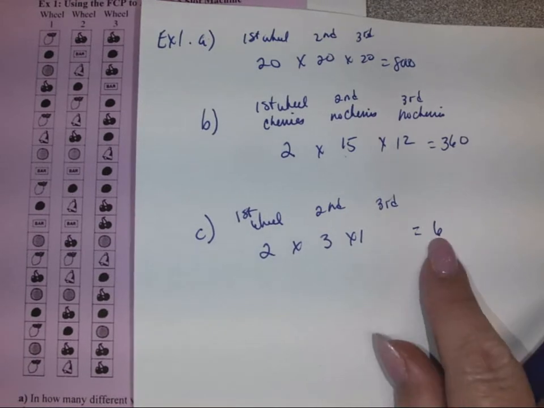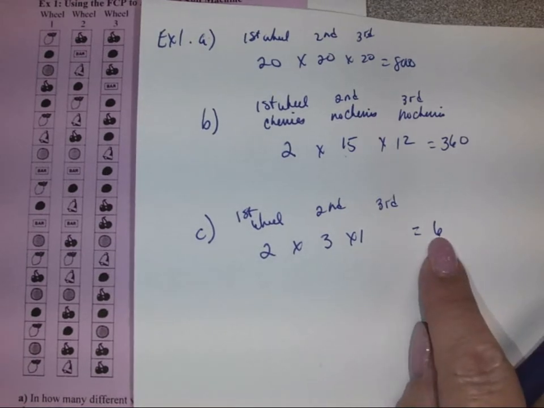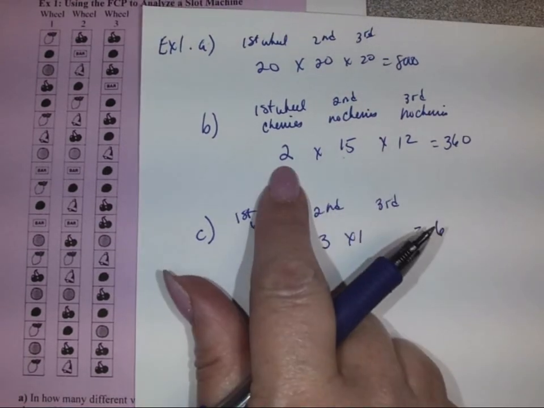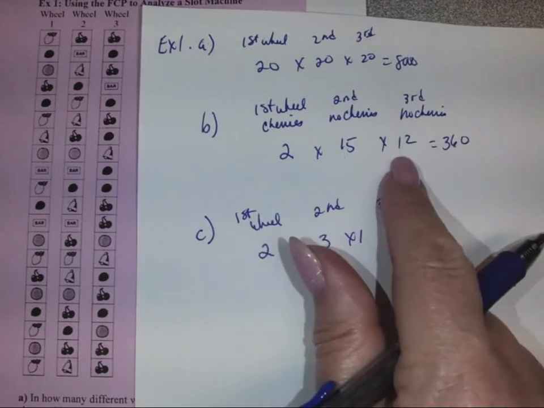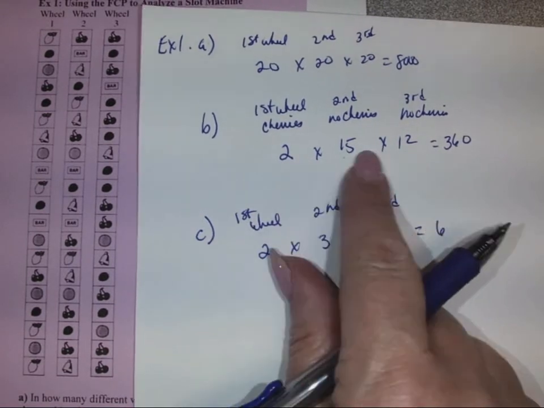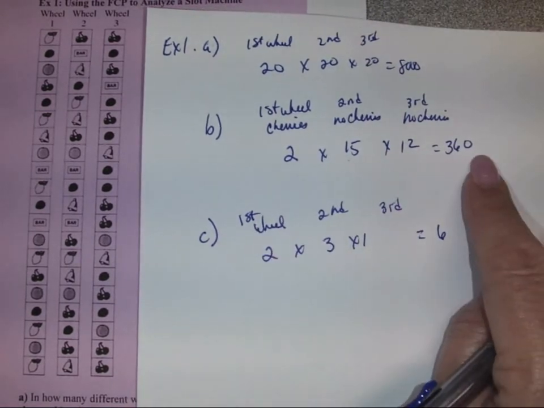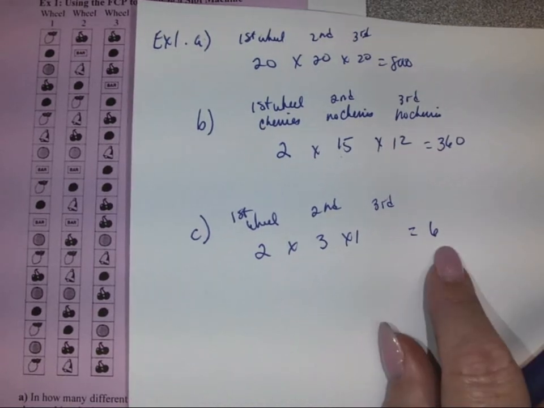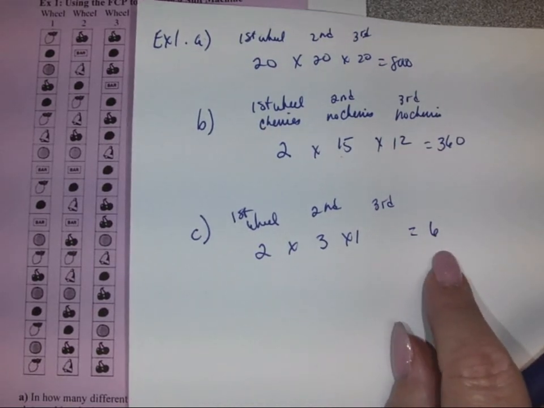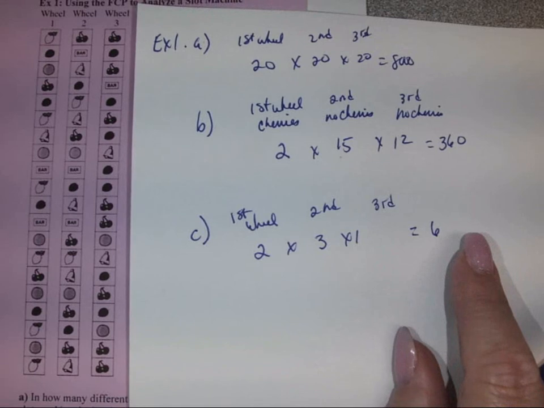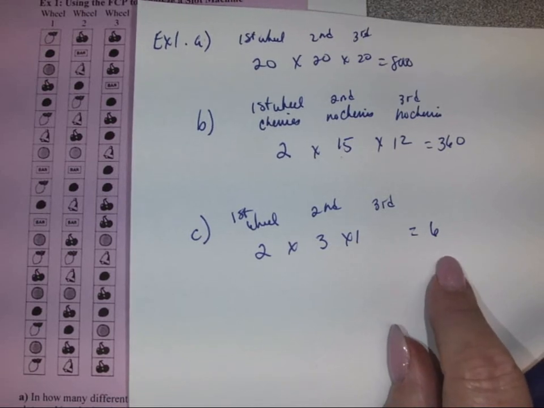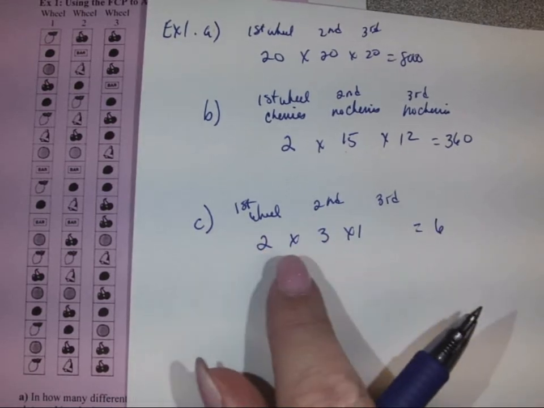So you can notice that there's only 6 here. When we're trying to get a cherry on one of them and none on the others, there were 360 ways. This only has 6 possible ways for you to get this, and that's why the payoff is greater, because there are not as many opportunities for you to win it.